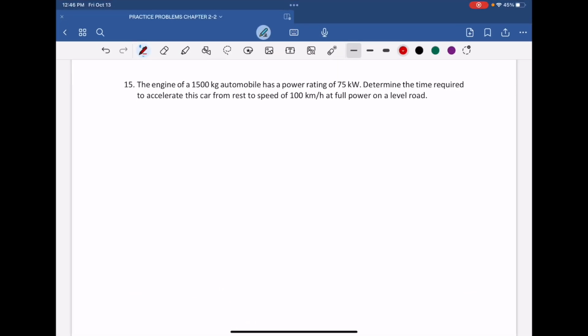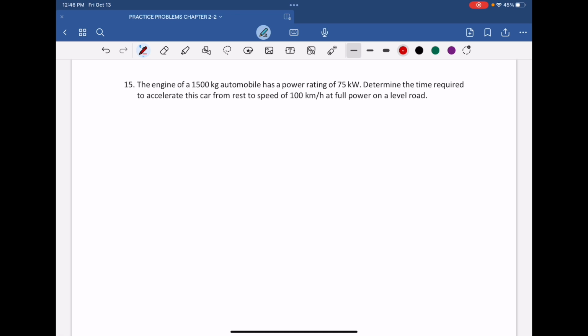So the engine of a 1500 kilogram automobile has a power rating of 75 kilowatts. Determine the time required to accelerate this car from rest to speed of 100 kilometers per hour at full power on a level road. Okay, so basically they give us the mass and the power and time required to accelerate.